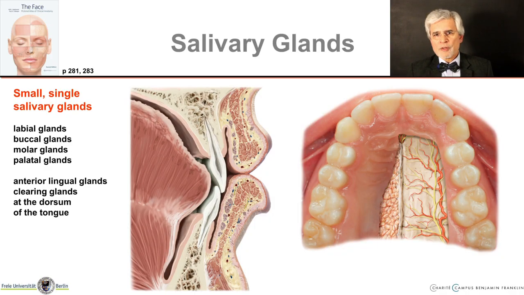In addition to these large glands we have just discussed, there are also these many small individual glands. They are located in the oral mucosa and can be found everywhere in the oral cavity. Here in the pictures, on the insides of the upper and lower lips and on the palate. They can also be found on the cheek mucosa and even on the tongue, as clearing glands on the back of the tongue.